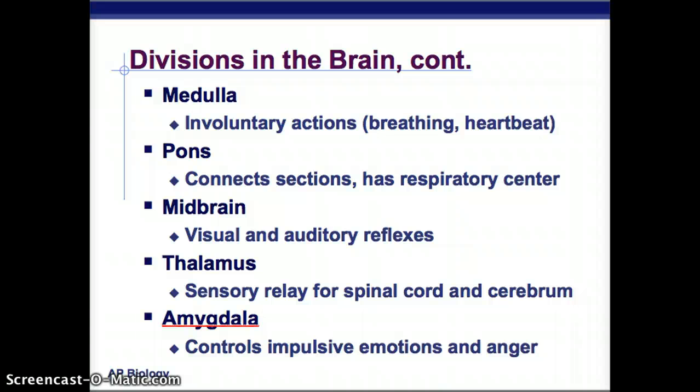The midbrain controls visual and auditory reflexes. The thalamus is the sensory relay for the spinal cord and the cerebrum, so it's kind of like the operator. And the amygdala controls impulsive emotions and anger.